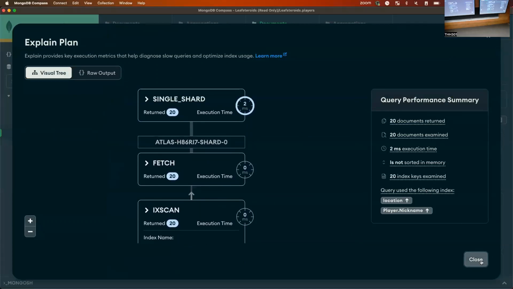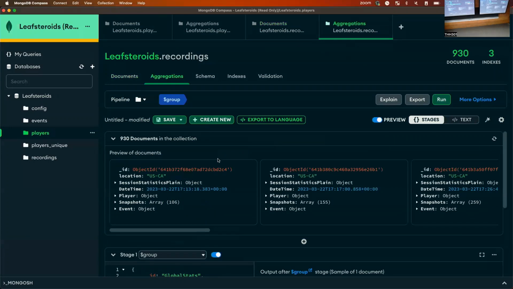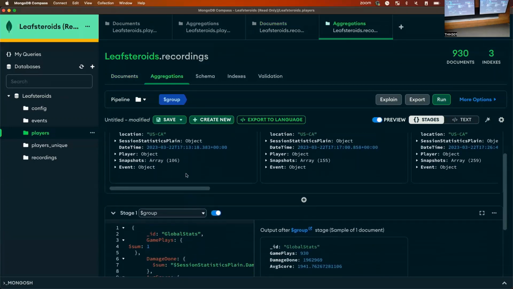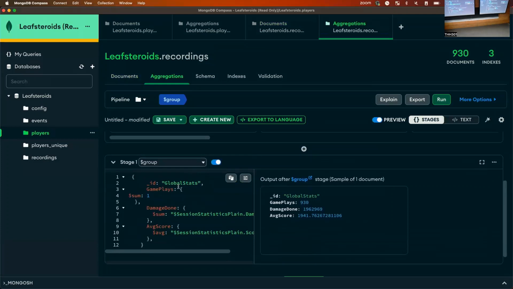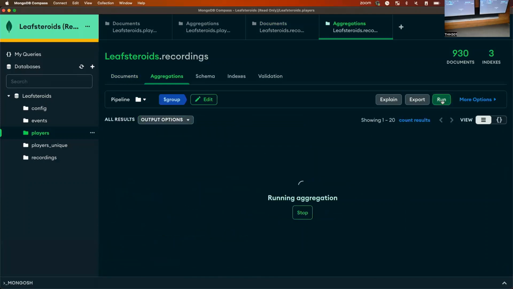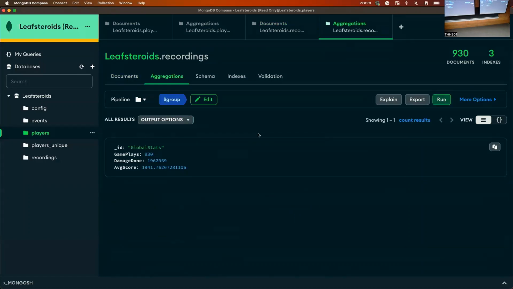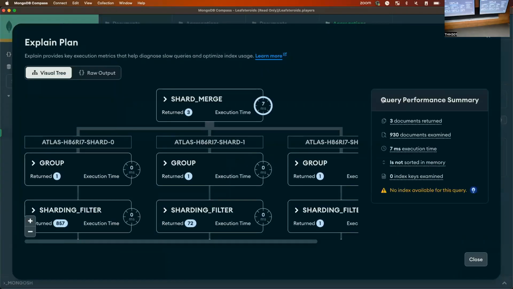Third one is, now let's do another aggregation. I'm going to find out the global stats. Give me all the gameplays, the total damage done, sum of, and the average score. It goes again against the whole cluster. There you go. There have been 930 gameplays, that much damage. Now, if this had a billion players, a billion matches, and so on, sure, it may not be 7 milliseconds, but it will still be quite performant.